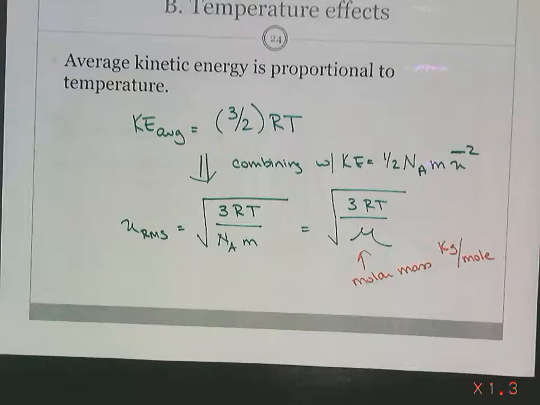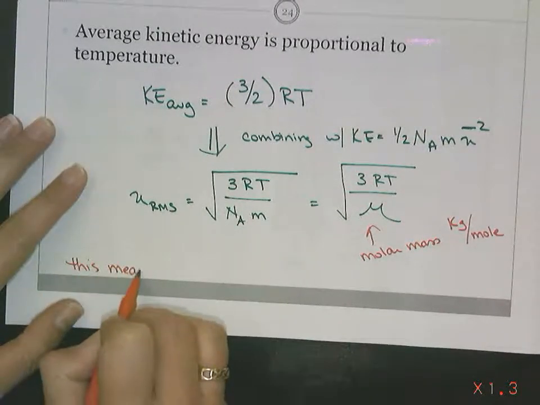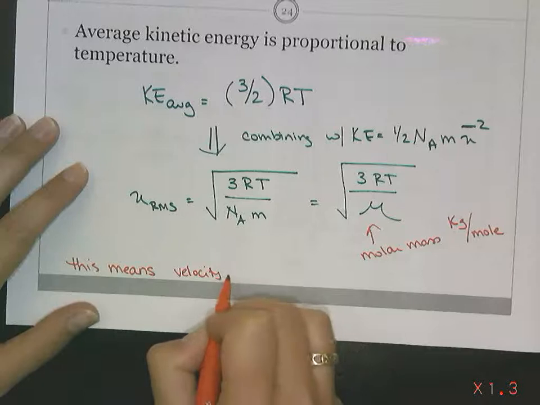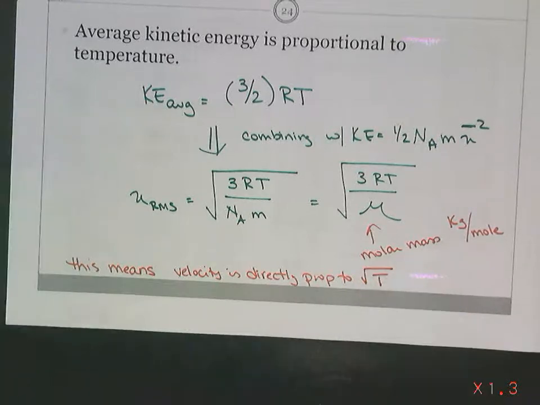Yeah. It should be in Kelvin. Yes. Yep, because R is in Kelvin. So yep, temperatures have to be in Kelvin. All right, so this means velocity is directly proportional to the square root of temperature. So as temperature increases, velocity increases. Which is what we know about gases anyway, right? The hotter the gas is, the more it moves around, the less dense it gets. You get your hot air balloon to float.